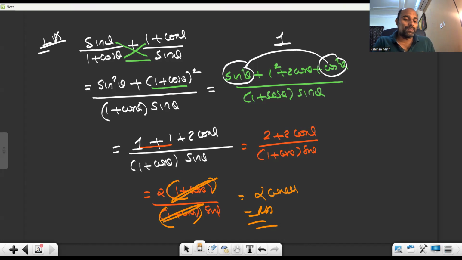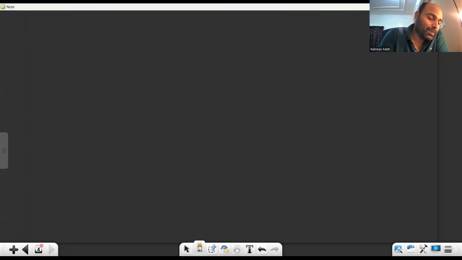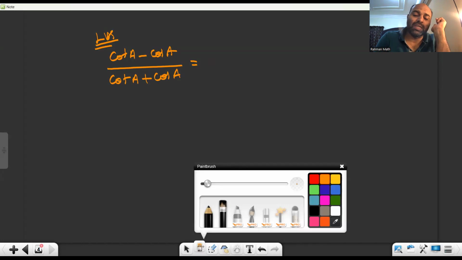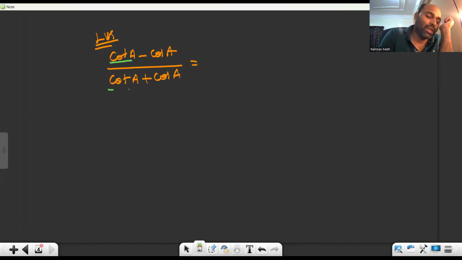Question number third one. LHS: cot A minus cos A by cot A plus cos A. Very easy question. I told you the technique: convert in terms of sine and cos. If cross multiplication possibility is there, do it. But in this question, cross multiplication possibility is not there. Converting possibility is there. Converting possibility means cot A you change.